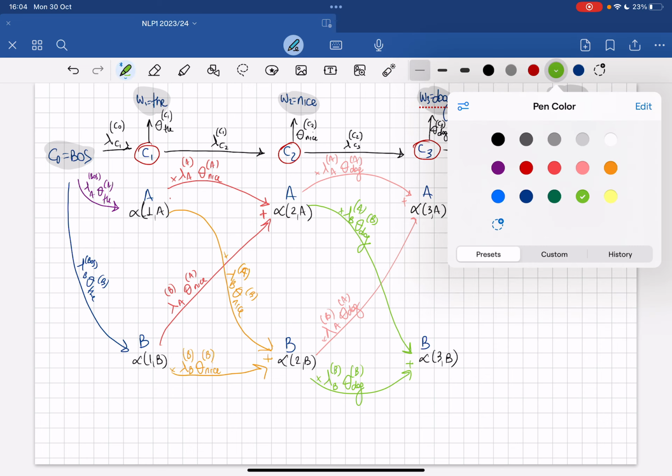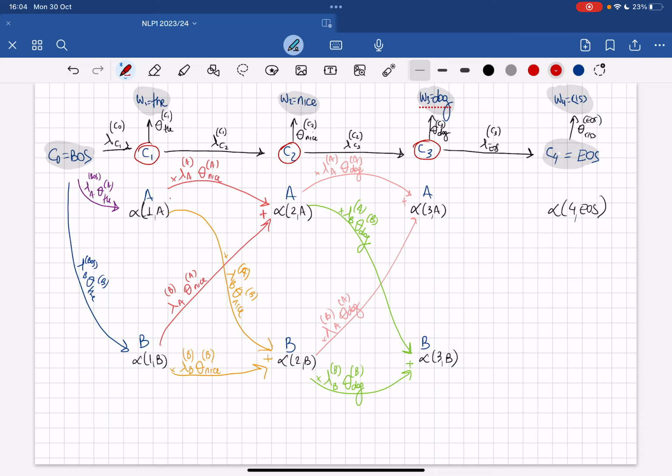Last but not least, in fact quite important, alpha for EOS is the marginal probability of all sequences that ended in EOS, the end of sentence token. And of course, if we marginalize all sequences that end here, we marginalize all possible tag sequences for the sentence the nice dog. And this is the marginal probability we're looking for.